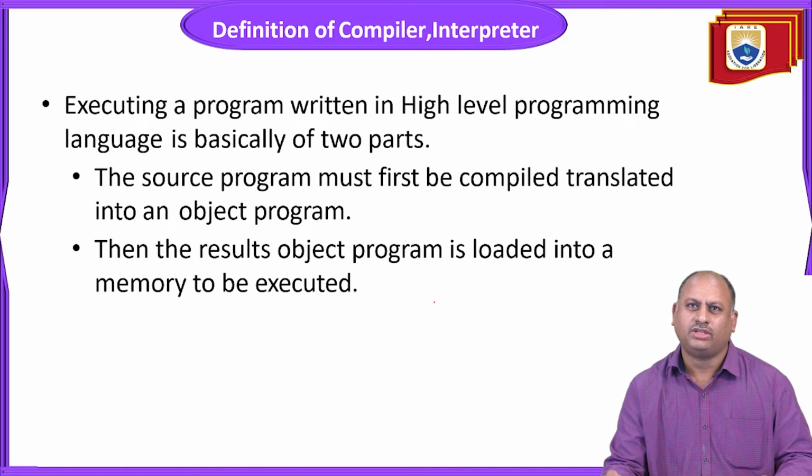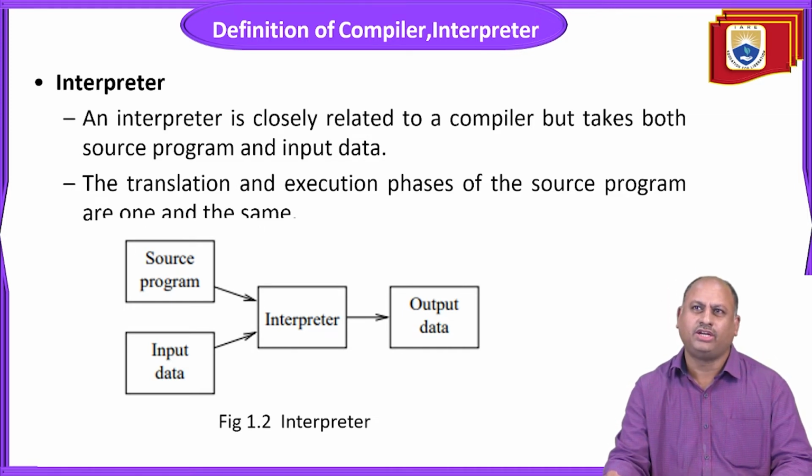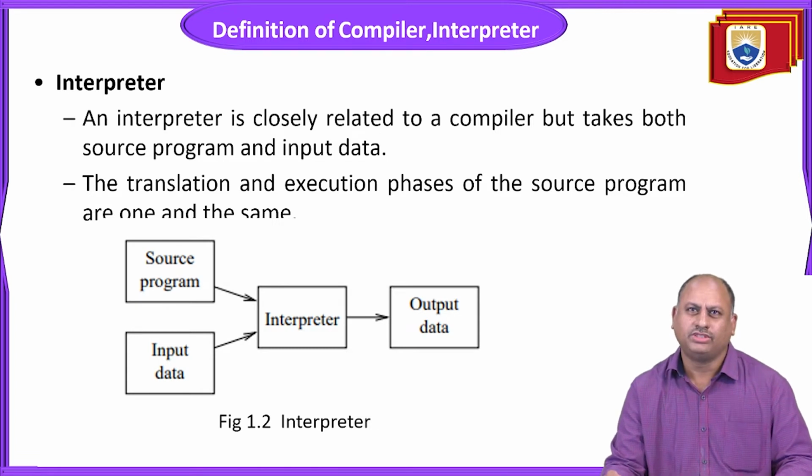Execution takes place. Then we said that there is one more, that is the interpreter. Compiler is one and interpreter is another one. Here the terms are closely related. Why? Because it is also doing the same task as the compiler, but we are going to see the differences, how the interpreter works.